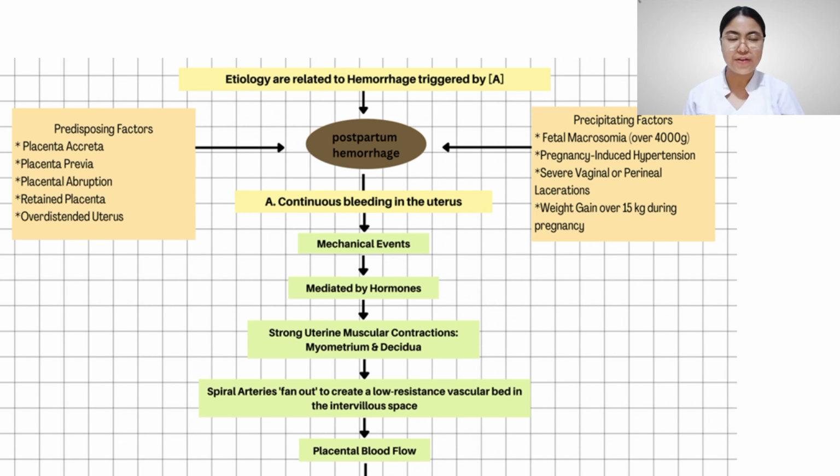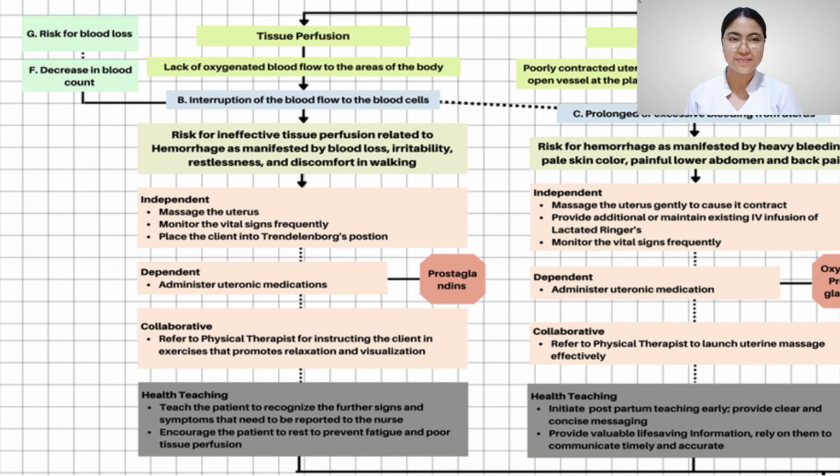Let us move on to the following branches of the postpartum hemorrhage. Tissue perfusion is described as lack of oxygenated blood flow to the areas of the body. Basically, there's an interruption of blood flow to the blood cells. Based on the NCP that we did, the patient is at risk of ineffective tissue perfusion related to hemorrhage as manifested by blood loss, irritability, restlessness, and discomfort in walking.